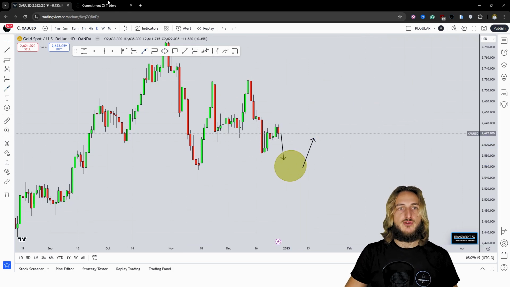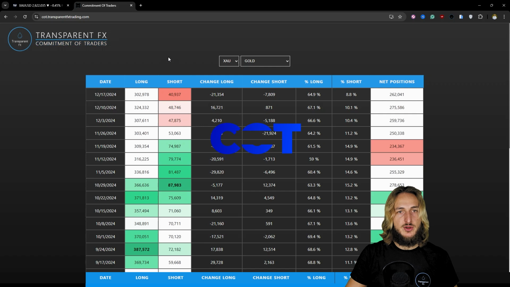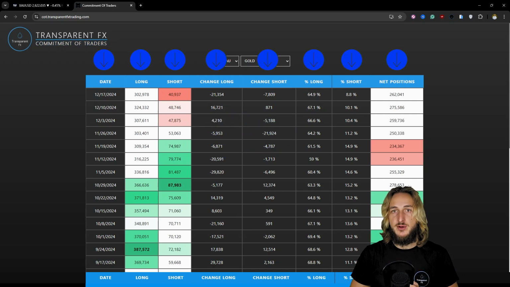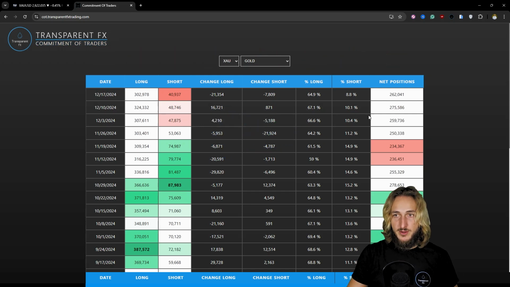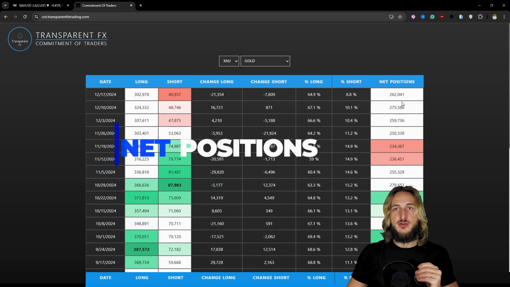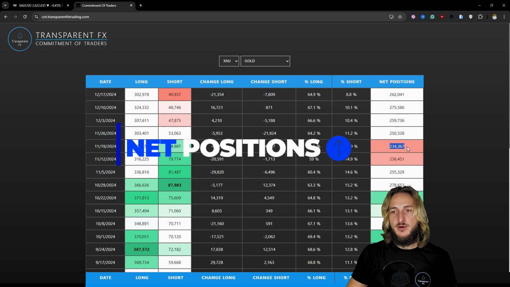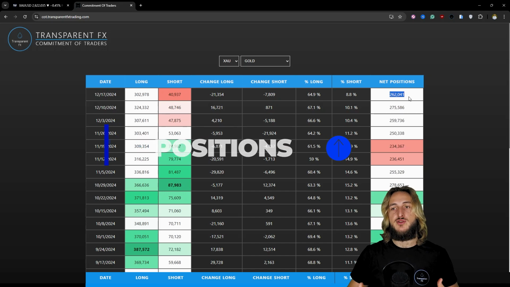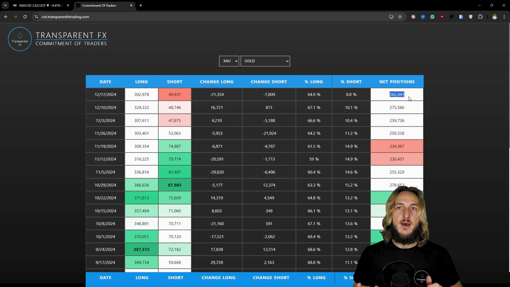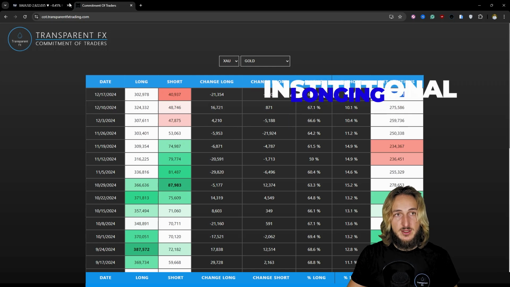Now, speaking about institutional longing, if we go and see what we have when it comes to the commitment of traders, so what the big players in the market are doing, and we look at the data precisely for gold, we can see how with the last reports, net positions have been increased. We went from having 234.3k net positions up to having 262k net positions. So already we're starting to see this shift back to the bullish side for gold from an institutional perspective after we had this decrease of net positions. So institutions are moving back to the bullish side for gold, and there is definitely the possibility that if the market will correct, more institutional longing could take place.